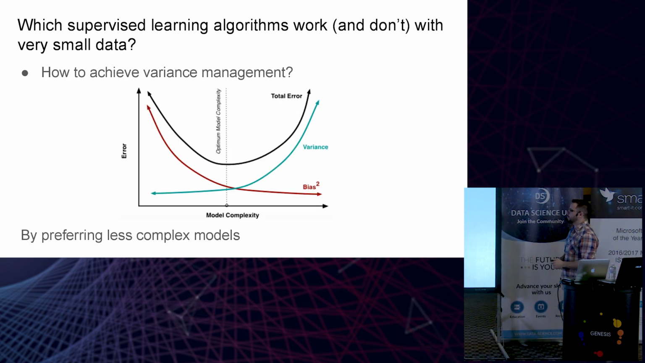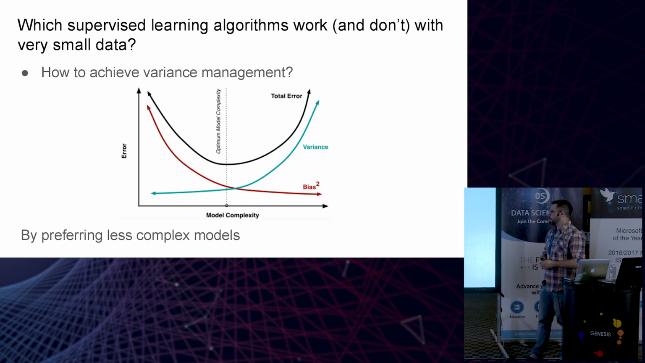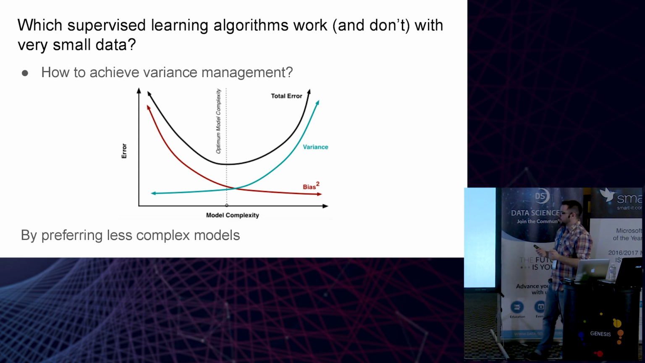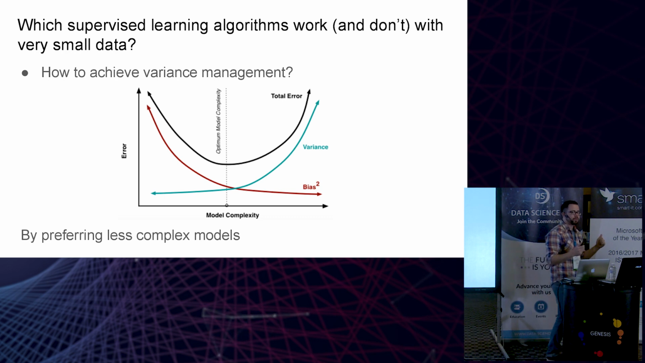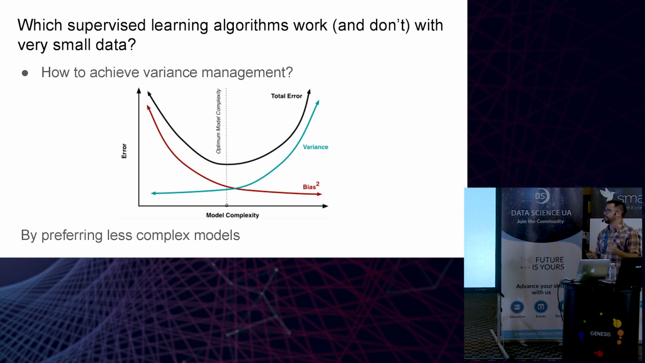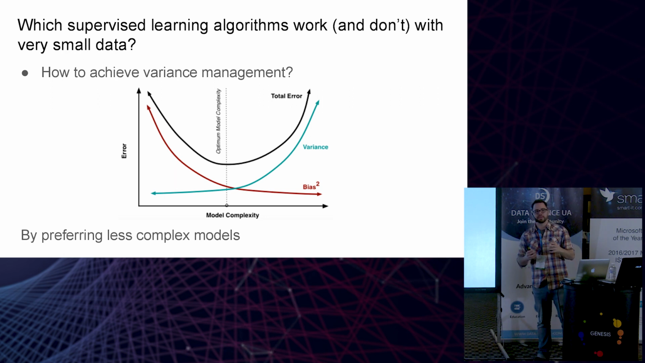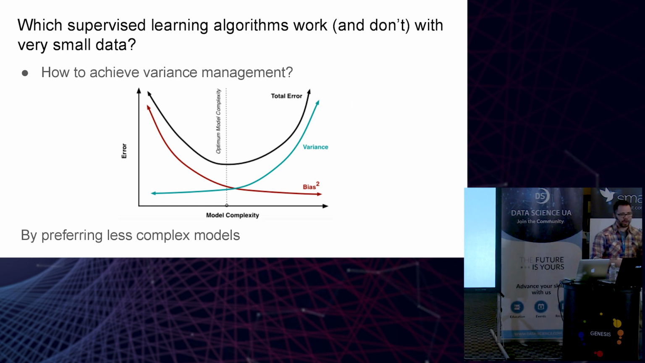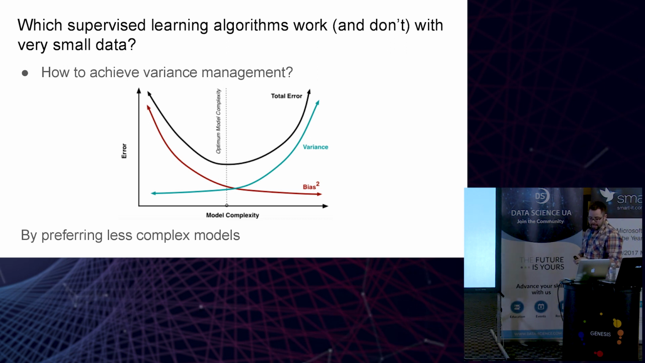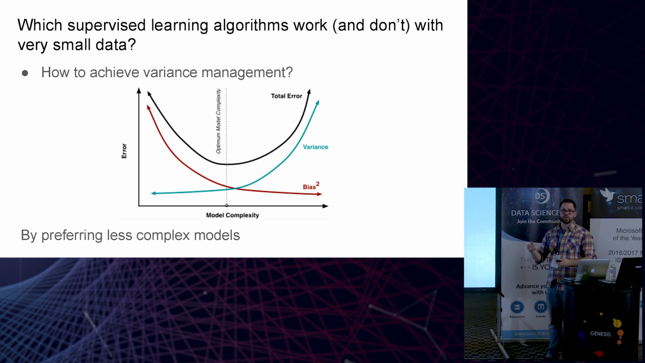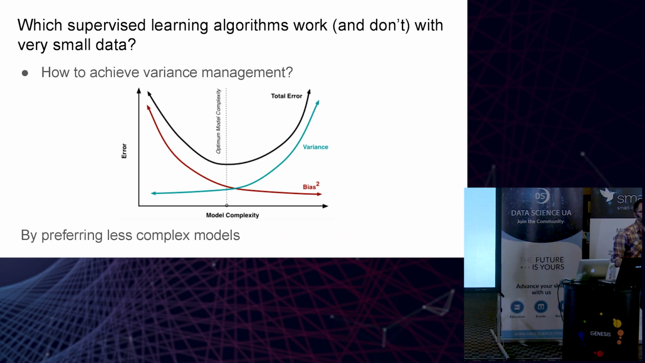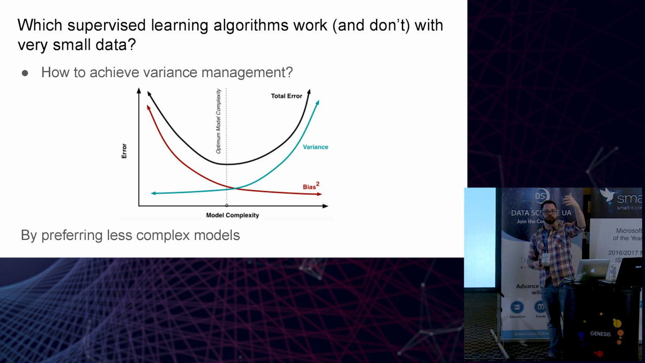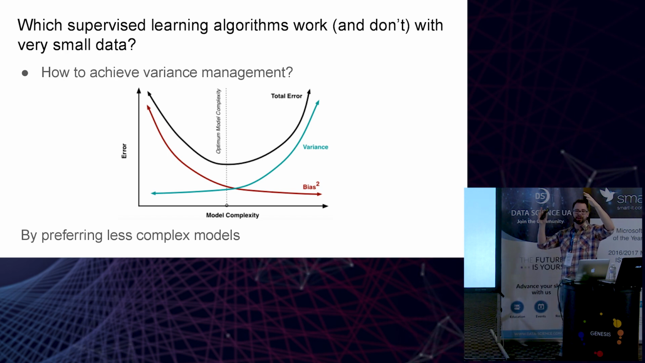Okay, so how can we achieve more variance management? This is probably something that a lot of people have found by practice. They have found that complex models tend to have very low bias but a lot of variance. Okay, so if we want to reduce the variance, we need to choose less complex models. What do I mean by complex models? Models with too many parameters, or which are too hard to learn, like support vector machines and neural networks. Those are very complex models.